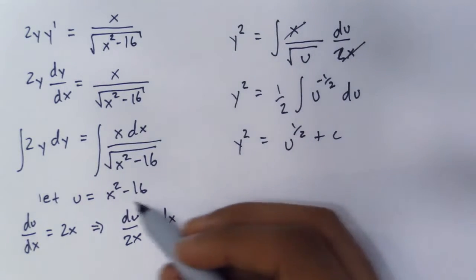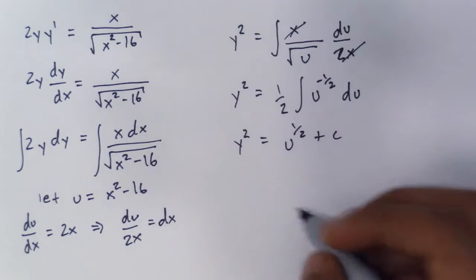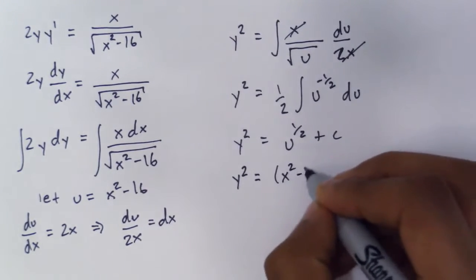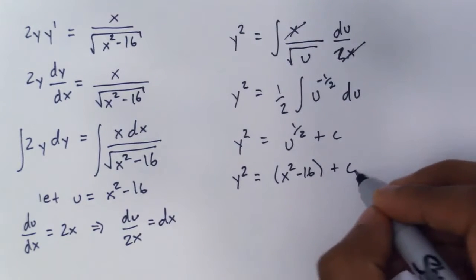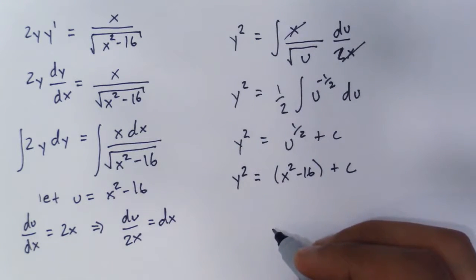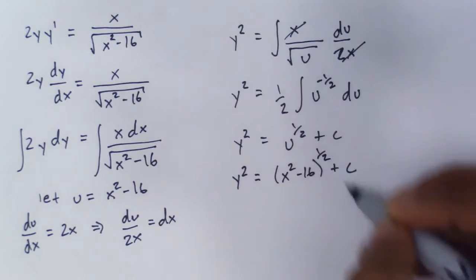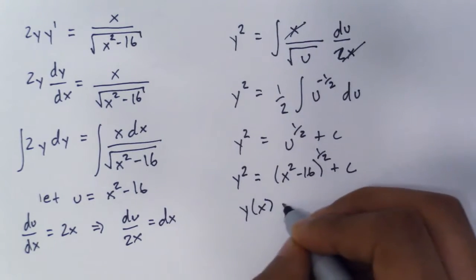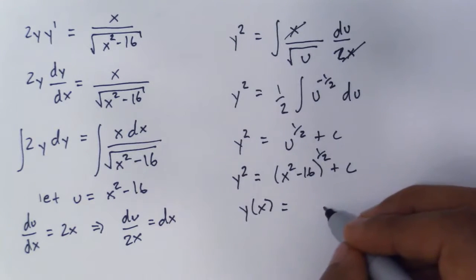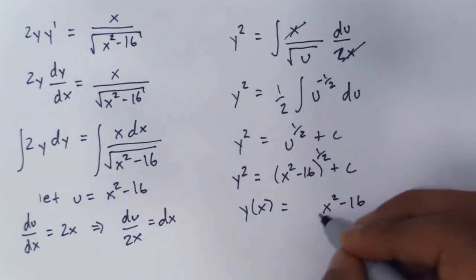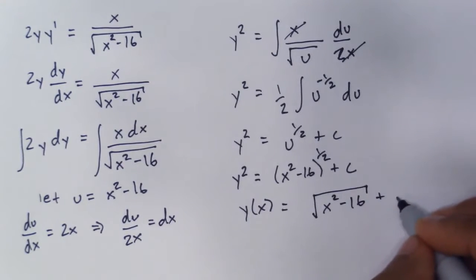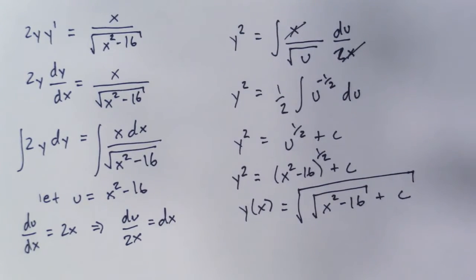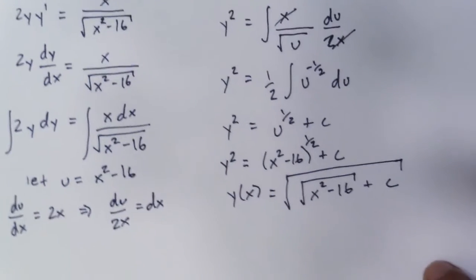Now we said u was x squared minus 16, so we can plug that back in there. And now we can take the square root. So y of x is simply the square root of x squared minus 16, plus c, all under the square root. It's kind of ugly, but that's your general solution.